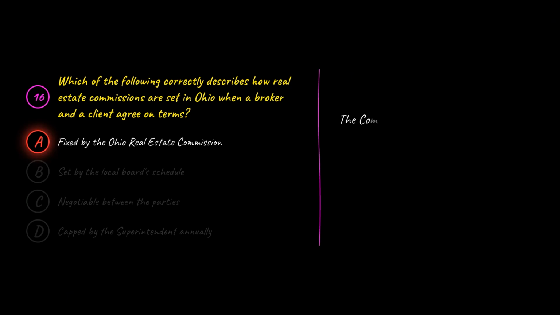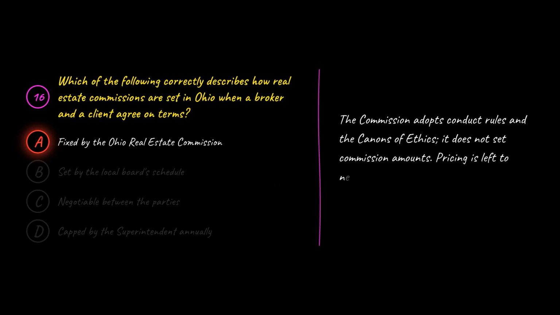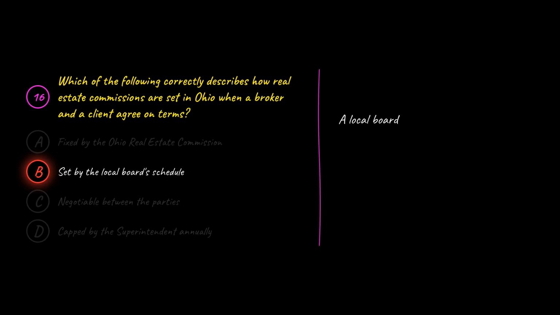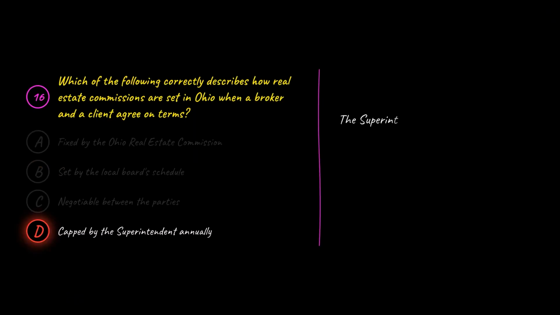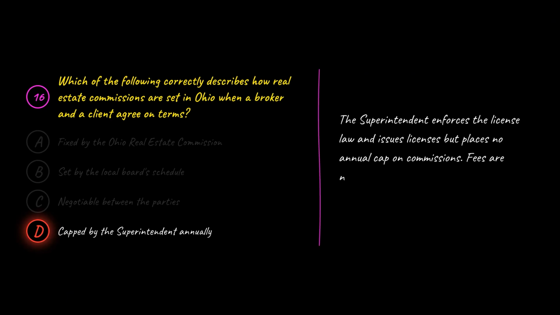A is wrong because the commission adopts conduct rules and the canons of ethics. It does not set commission amounts. Pricing is left to negotiation between the broker and the client. B is wrong because a local board may not dictate a commission schedule. Boards setting rates would invite antitrust liability, so commissions remain a matter of private negotiation. D is wrong because the superintendent enforces the license law and issues licenses, but places no annual cap on commissions. Fees are negotiated, not capped by any state official.